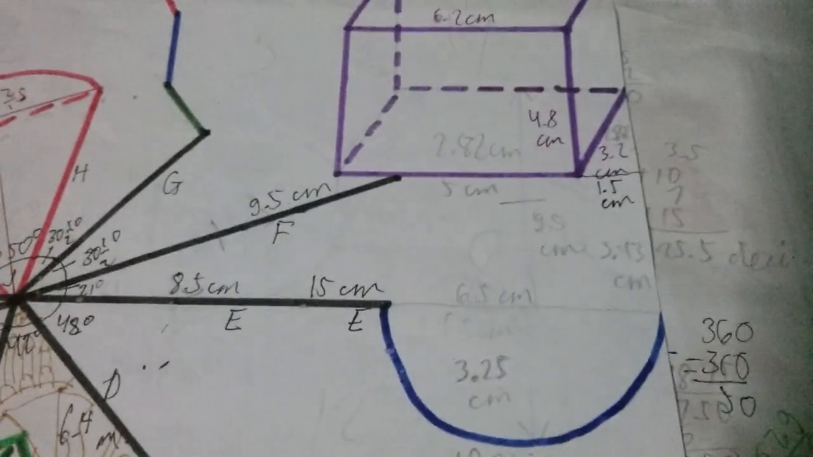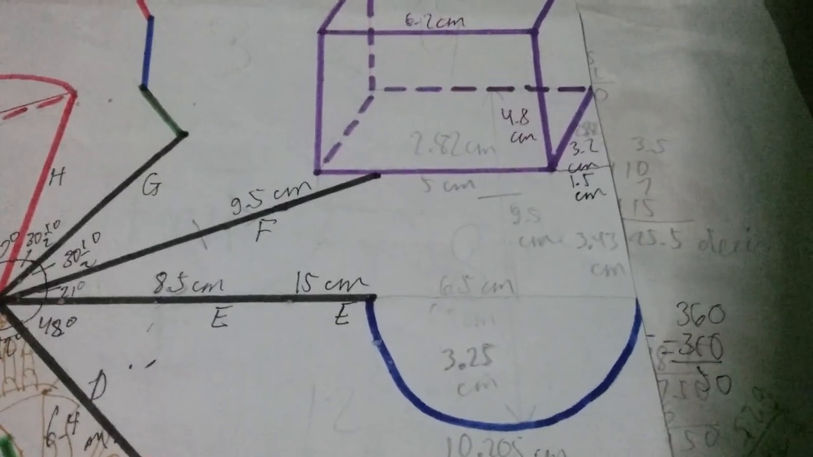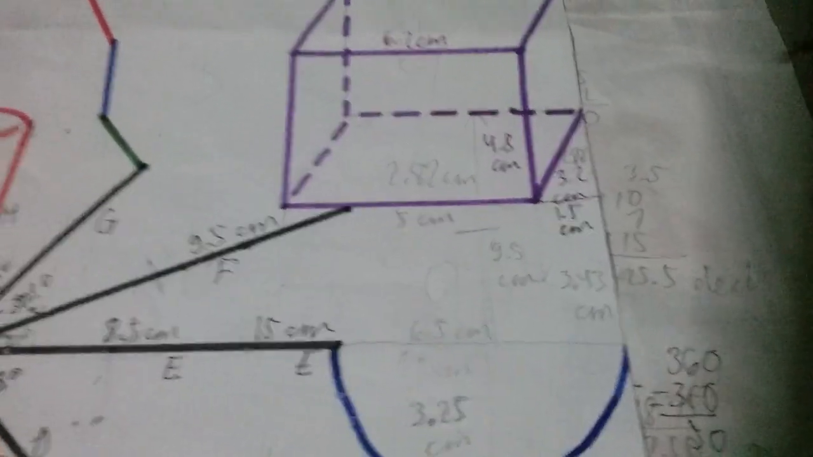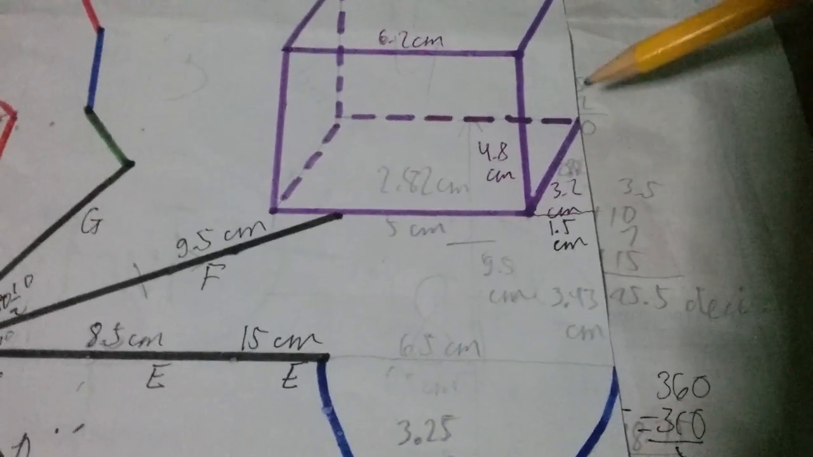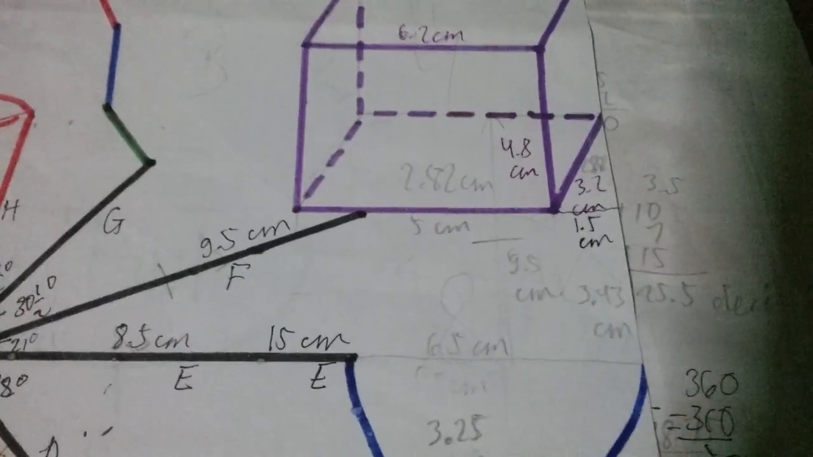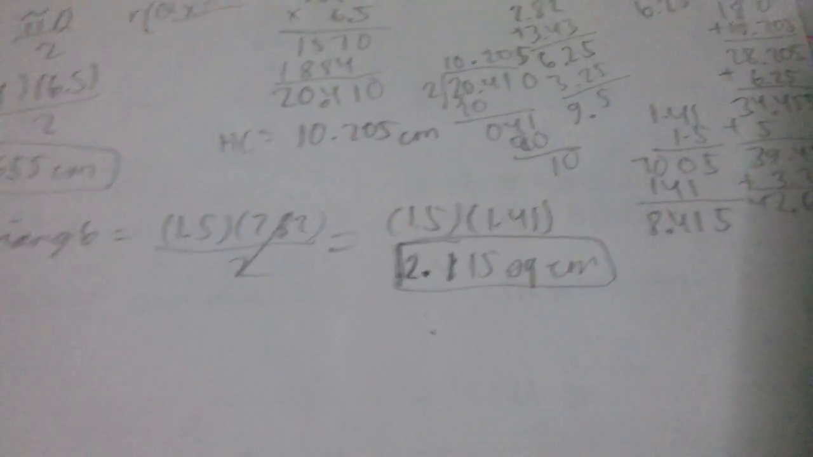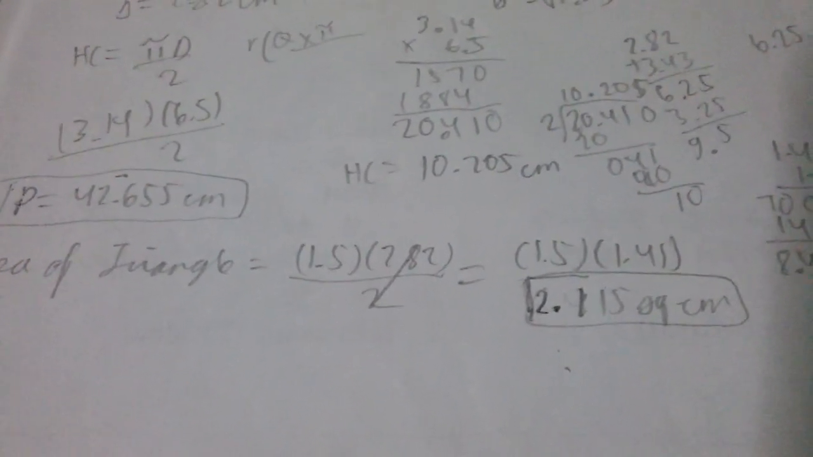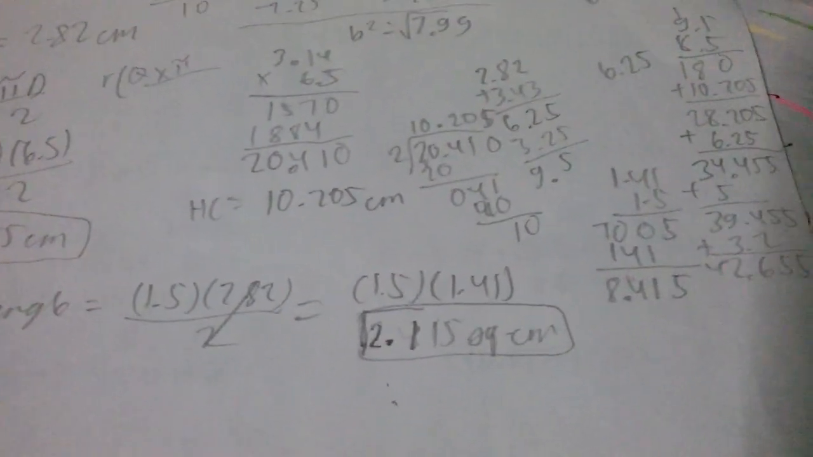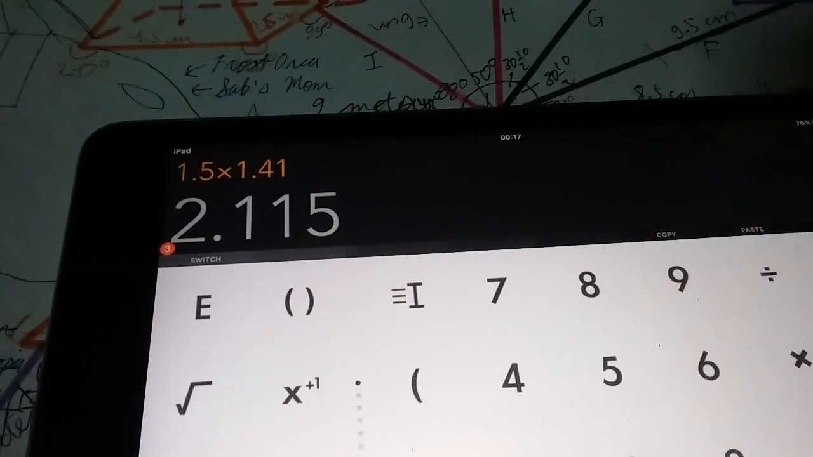Now let's go to the area. To solve for the area of the figure, at least it's easy now, since we've already parted the figure into shapes. Let's start off with the triangle muna. So we know it's base times height divided by 2. So 1.5 cm times 2.82, then divide by 2, I cross it out. So therefore, it's just 1.5 times 1.41 na lang. And you should get 2.115. That's the area of the triangle.